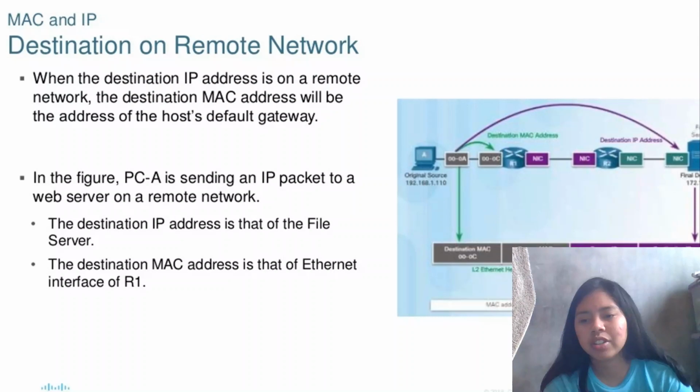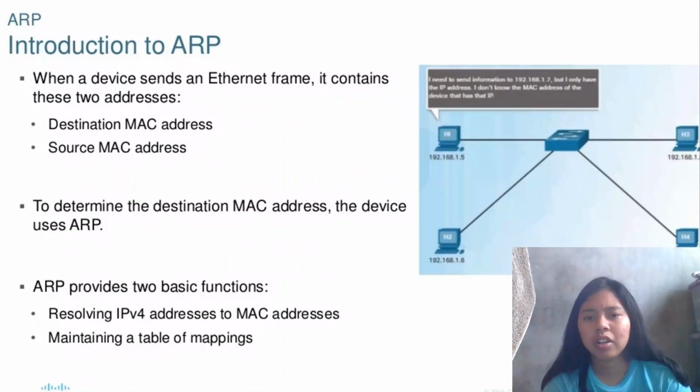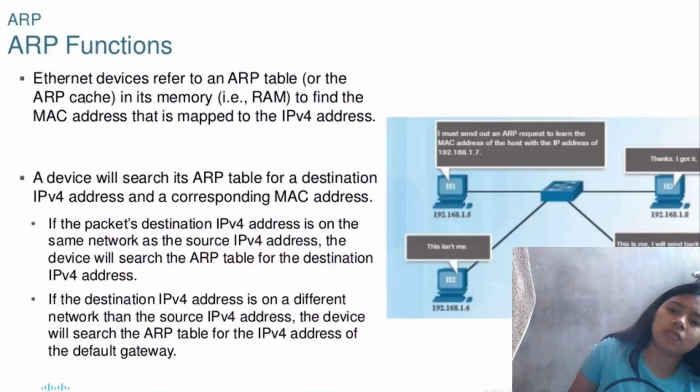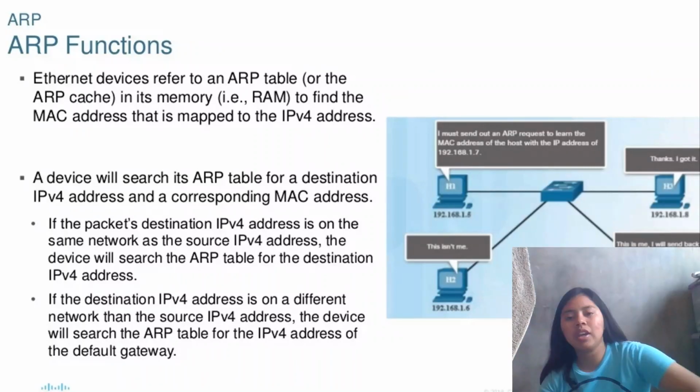Introduction to ARP. When a device sends an Ethernet frame, it contains these two addresses: destination MAC address and source MAC address. To determine the destination MAC address, the device uses ARP. ARP provides two basic functions. ARP functions: an Ethernet device refers to an ARP table in its memory to find the MAC address that is mapped to the IPv4 address.